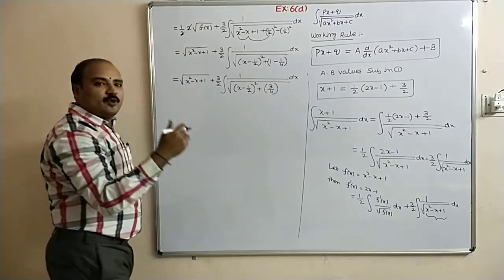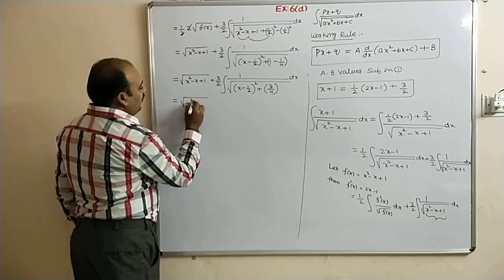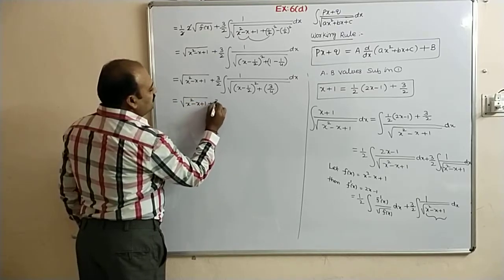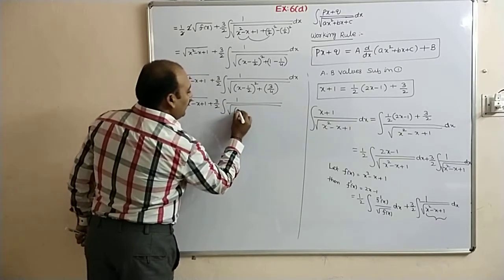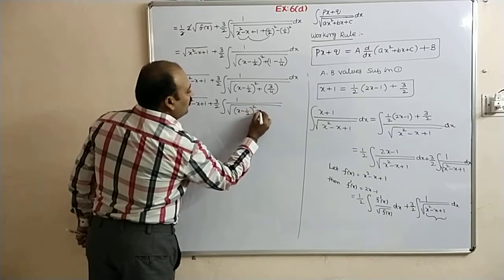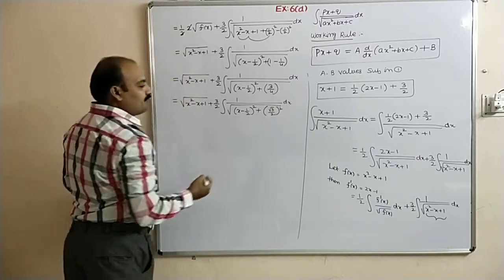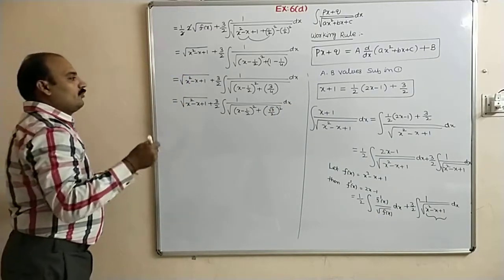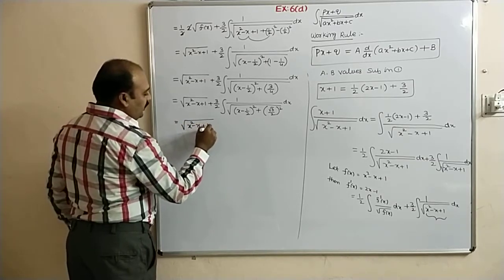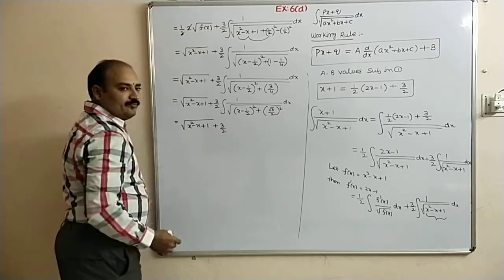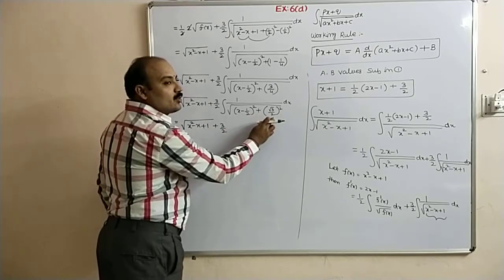In the next step, 3 by 4 in terms of a square we have to write it. Square root of x square minus x plus 1 plus 3 by 2 integral 1 by square root of x minus 1 by 2 whole square plus root 3 divided by 2 whole square into dx, which is equal to square root of x square minus x plus 1 plus 3 by 2 into, it is in the form of integral 1 by root of x square plus a square.